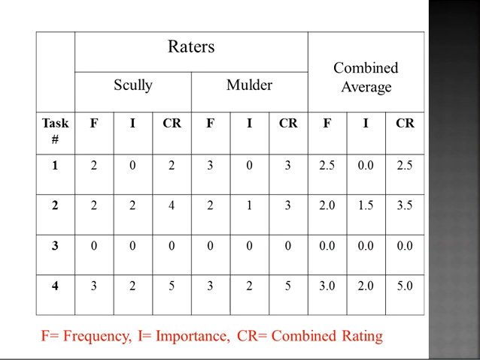So we have here a chart that summarizes some example information. We have tasks in the far left column here, task number 1, 2, 3, and 4. And then we have the 2 raters here, Scully and Mulder. We have them rate frequency and importance. And then we have a combined rating, frequency and importance, and then a combined rating for Mulder as well. And then the combined average of frequency and importance here. All right, so F frequency, I importance, and CR combined rating.